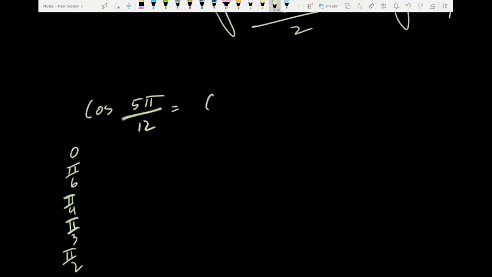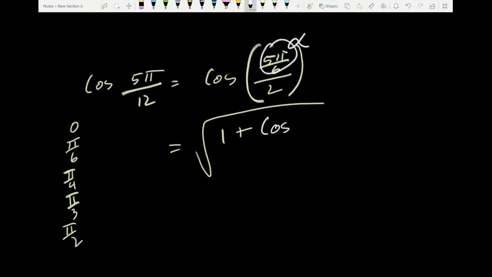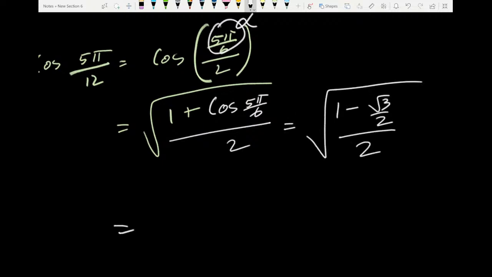This is the same as cosine of (5 pi over 6) over 2. Now we can work with that. It's just square root of 1 plus, this is your alpha, 1 plus cosine of 5 pi over 6, over 2. Well, that's the reference angle. It's in the second quadrant, so it's going to be negative: 1 minus root 3 over 2, over 2. That becomes what? 2 root 3.